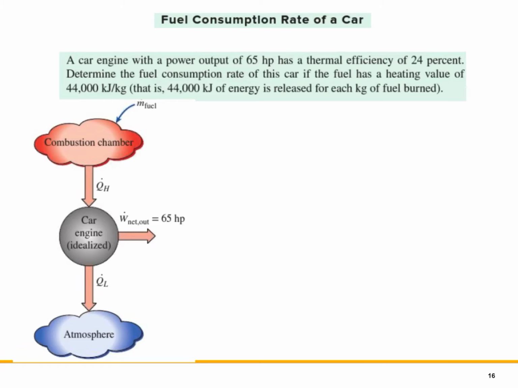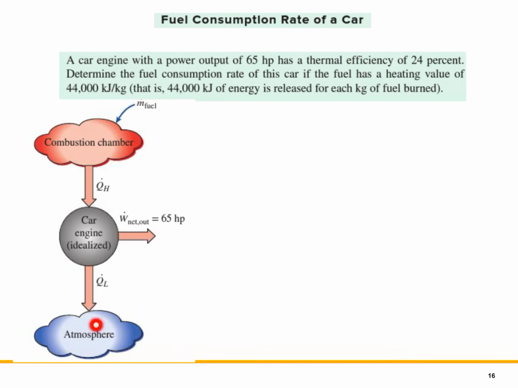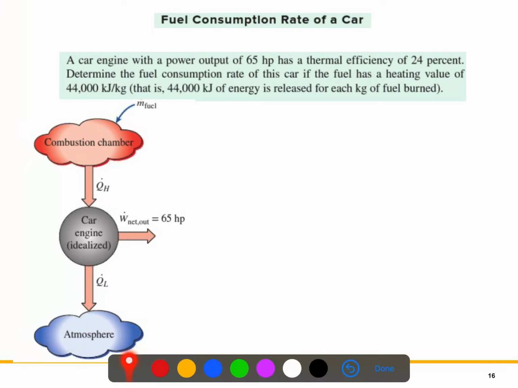You can see this is a fuel consumption rate of a car. So we are going to solve this problem. Look at this schematic here. This is actually the car engine. This is the combustion chamber. So we can say this is the high temperature reservoir, and this is the atmosphere. We can say this is the low temperature reservoir.